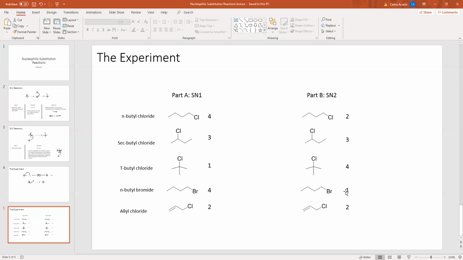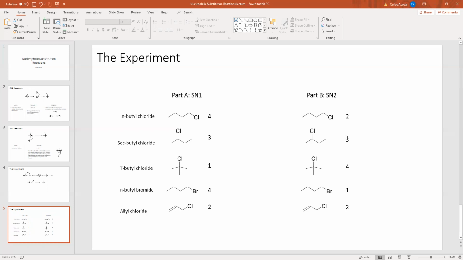And the reason I have N-butyl bromide being more reactive than allyl chloride and N-butyl chloride is because bromine is a larger atom, so it's a better leaving group. It has larger orbitals. So when it takes the electrons, it's able to accommodate them better. They're able to spread out more, reducing electron repulsion, making it a more stable leaving group. Now, after N-butyl bromide, we have allyl chloride and N-butyl chloride being the next most reactive.